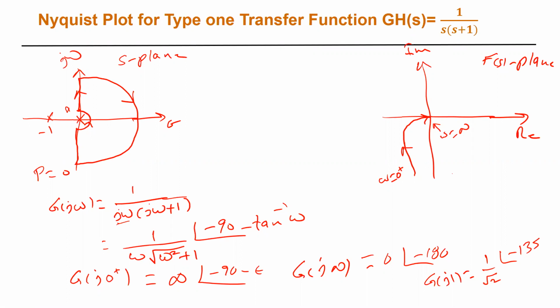Okay, so now this is for the positive frequency. What will happen to the negative frequency? It is the mirror image. So it's going to be like this, and this corresponds to omega equals 0 minus. Okay. Now, how do I connect them?